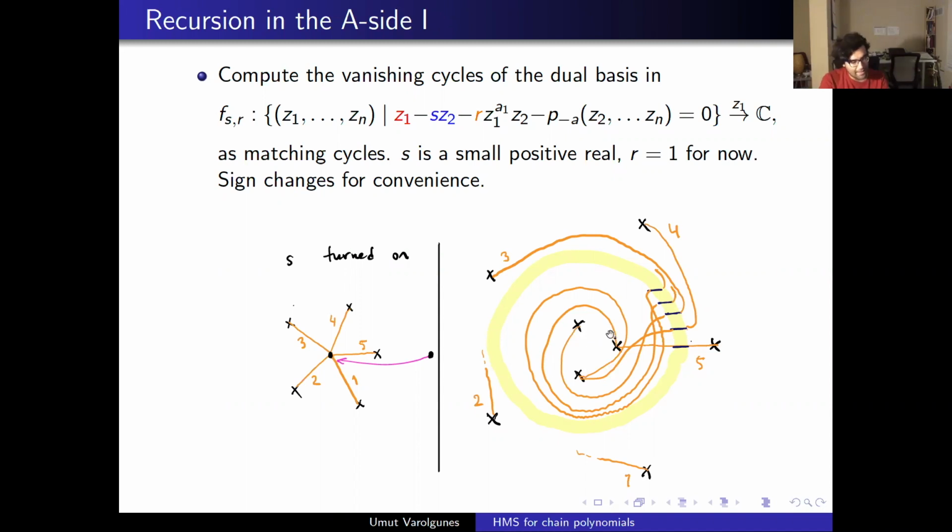Let me also point one more thing about that. When S makes a full circle, these rotate and kind of look the same at the end of that homotopy, but their places change too. So the first one might have become the second one, might have become the third one. And that's what generates this kind of non-uniqueness of the matching cycles.